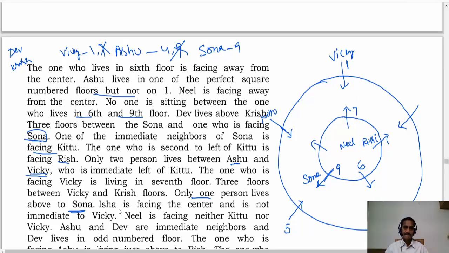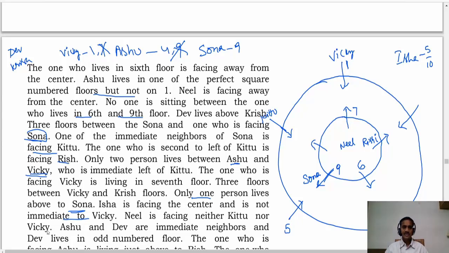Then next one. Isha is facing the center, so Isha must be in the outer circle. Isha is facing the center and is not immediate to Vicky. Isha cannot be here, so Isha must be either 5 or 10, the 5th floor or the 10th floor. And she is not immediate to Vicky.